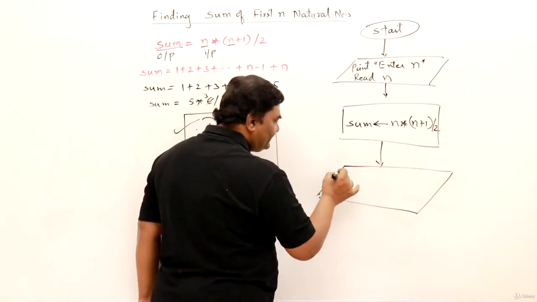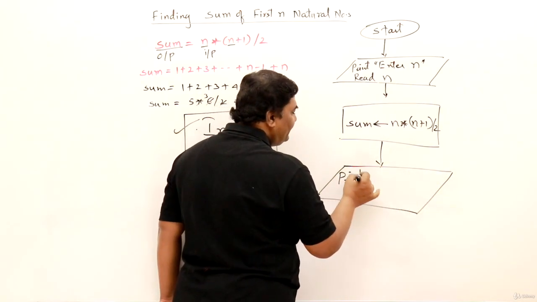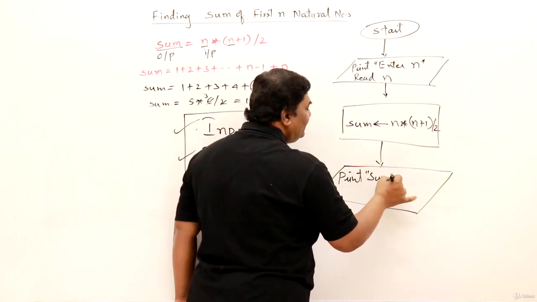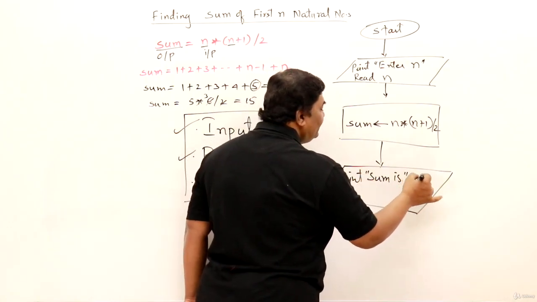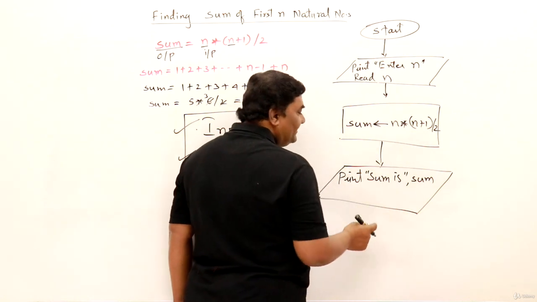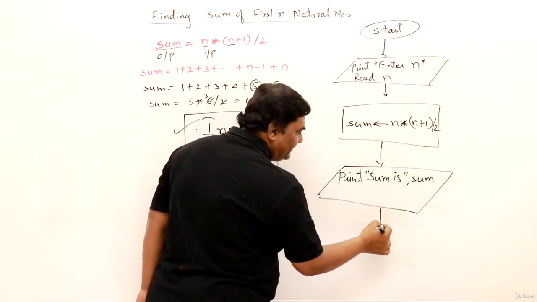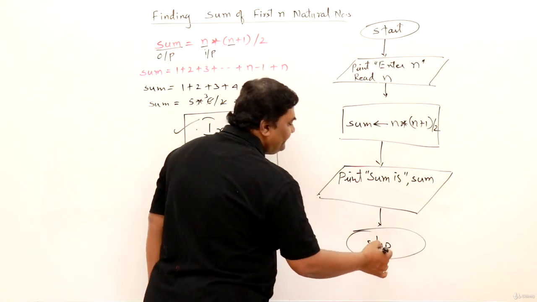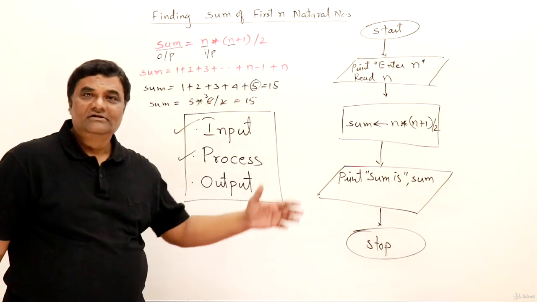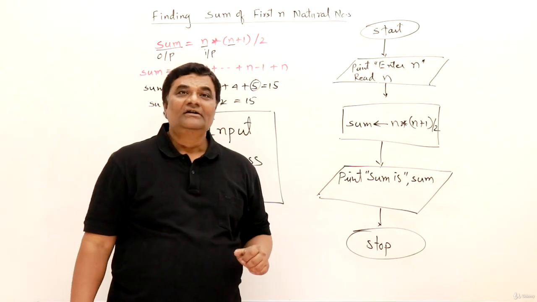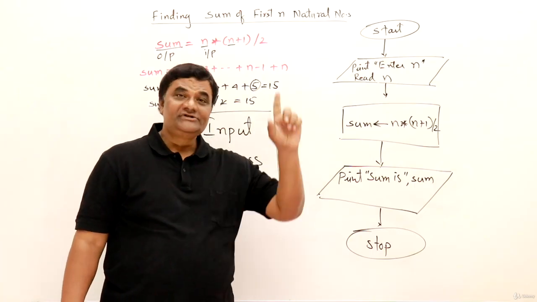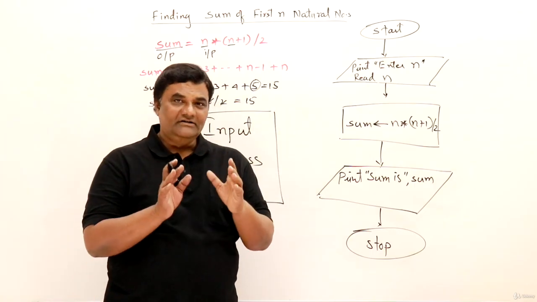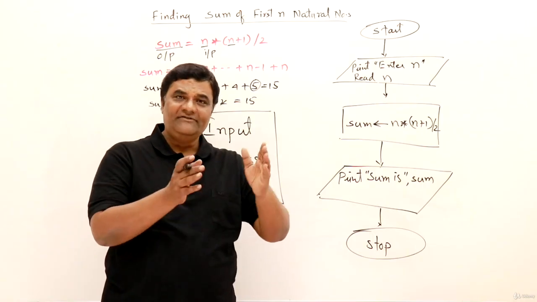So I will write this and I will give a message: printf, sum is. Then after this I will write the variable name. This is a message in double quotes. Then after this, end of flow chart. So stop. So this is the flow chart for finding the sum of the first n natural numbers using this formula.